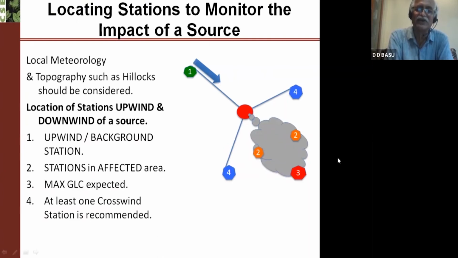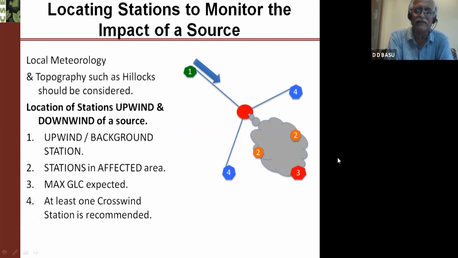Now, locating stations to monitor the impact of a source. Movement of the air and local meteorology and topography such as hillocks should be considered. Movement of the air is indicated by the arrow. And we have an upwind station, that is the background station. If the direction of the wind is from point 1, then 1 should be a background station. And there is a source, and the maximum GLC is expected at station 3. So there should be one monitoring station there.